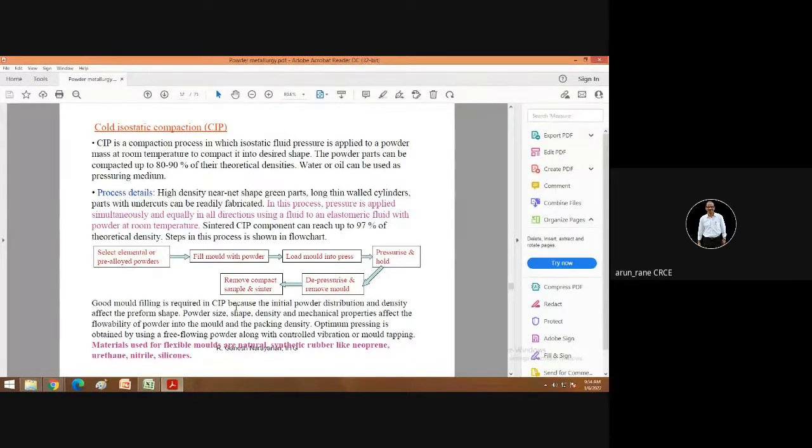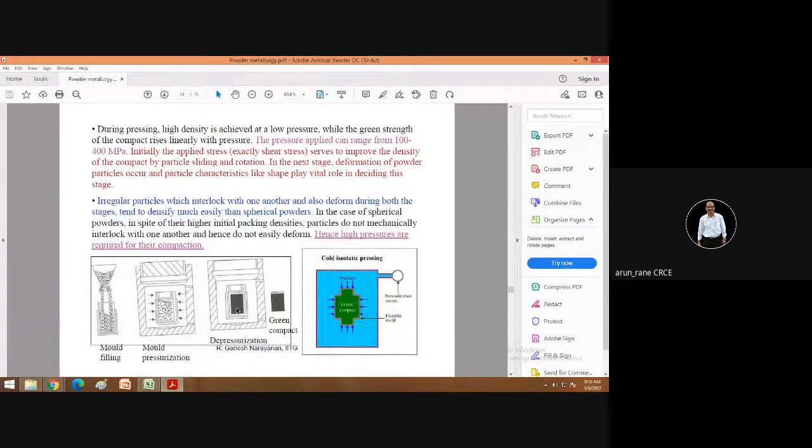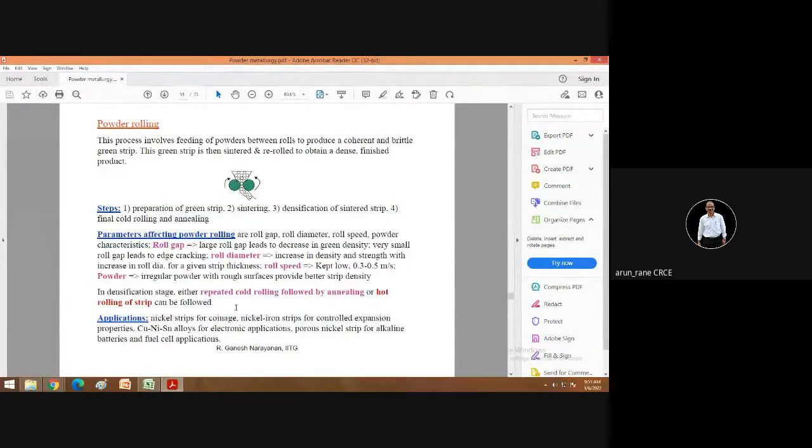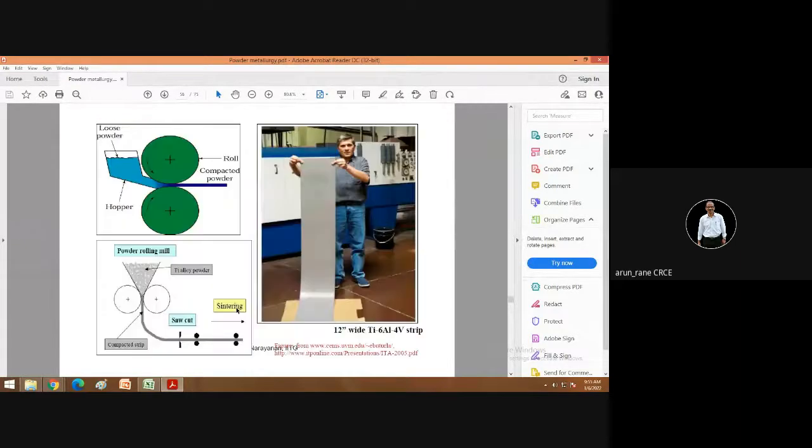This is cold isostatic compaction, the process of cold isostatic compaction. These are the advantages of CIP. This is a 1 feet wide strip obtained by powder metallurgy, and the material is titanium, aluminum, vanadium, that is Ti6Al4V.